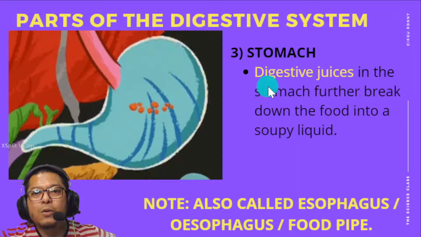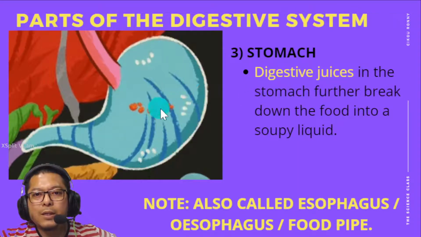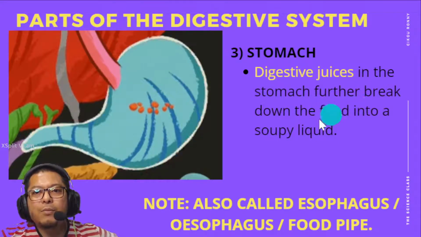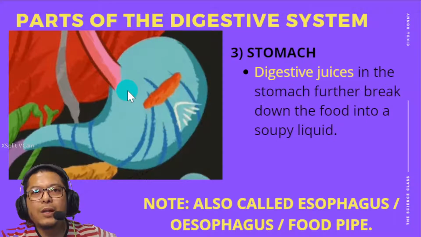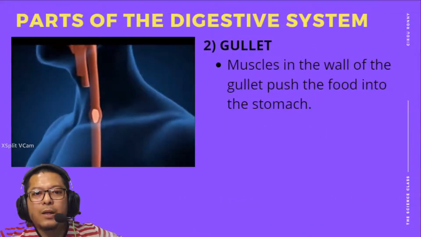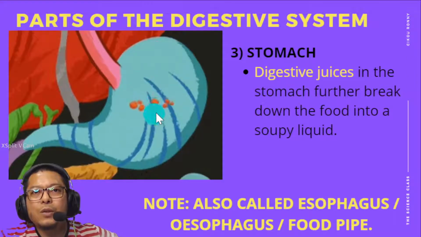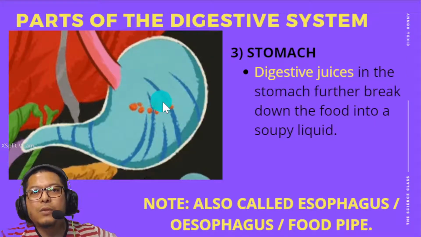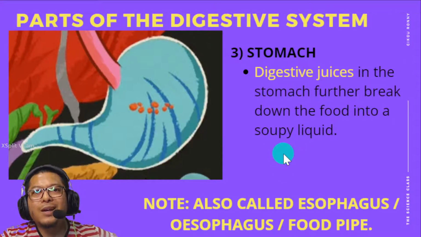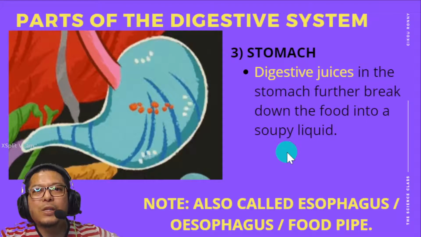The stomach contains the digestive juices. Inside the stomach, there are digestive juices that further break down the food into a soupy liquid. So the food that we eat, that we chew, that we cut with our teeth and mix with saliva will fall down from the gullet, this one, and then into the stomach. And there are juices here, like digestive juices, like acids, and it will further break down the food into a soupy liquid, like soup, the texture is like soup.